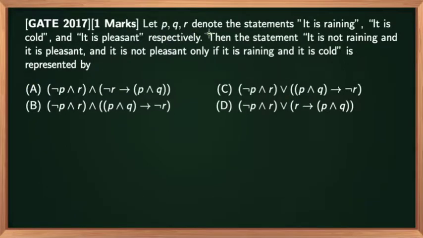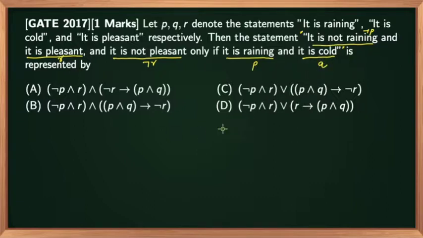Let P, Q, R denote the statements it is raining, it is cold, and it is pleasant, respectively. Basically, we had to convert this English statement into a propositional statement using and, or, and implication. It is raining, that is represented as P. It is not raining, that will be not P. It is pleasant, that will be R. It is not pleasant, that will be not R. It is raining, that will be P. It is cold, that will be Q.